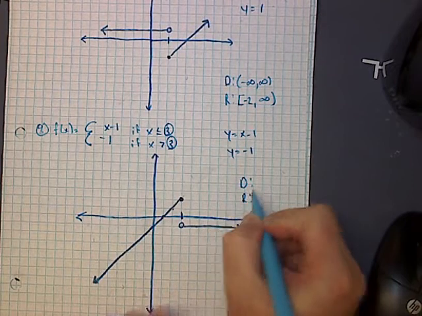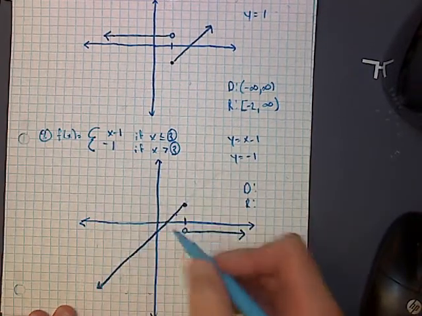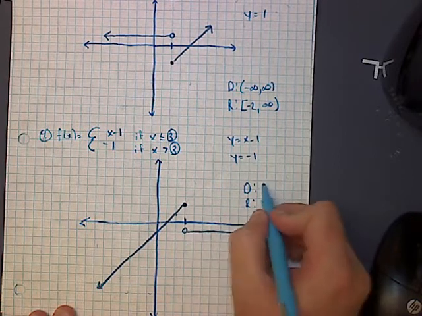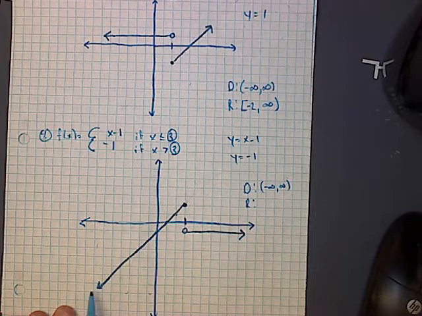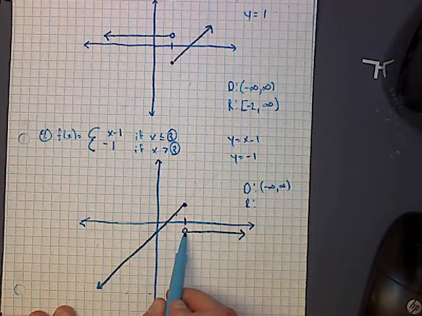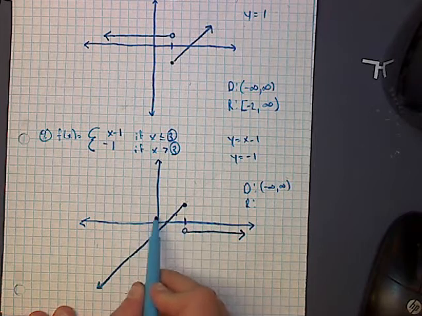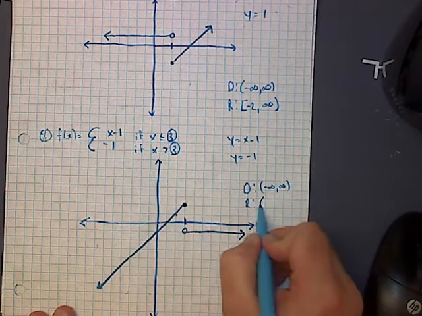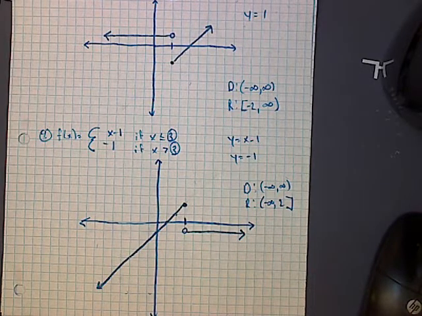Domain. Start from the left. The arrow keeps going on the end. Even though that's here, that cancels that out. So your domain is all real numbers. Range. Start from the bottom. It keeps going. Even though it's open here, there's a closed part over here. It goes up to 2 on the y-axis. So it's -infinity to 2 bracket because that's a closed dot.